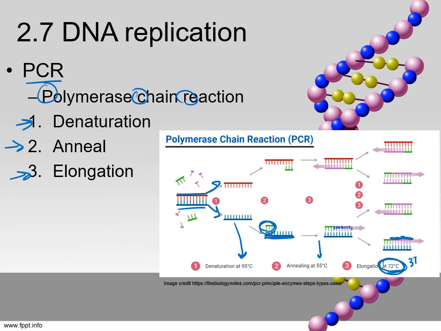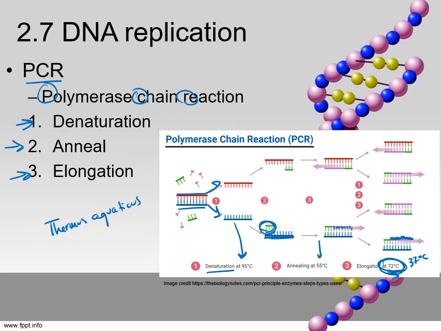Our human body temperature is 37 degrees Celsius. At 72, our enzymes are very, very broken. They are very denatured along with our DNA. So what we do is we steal this polymerase from Thermus aquaticus, a bacteria called Thermus aquaticus.